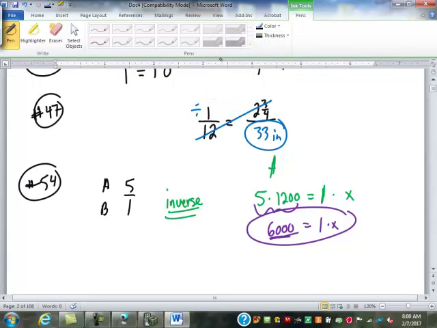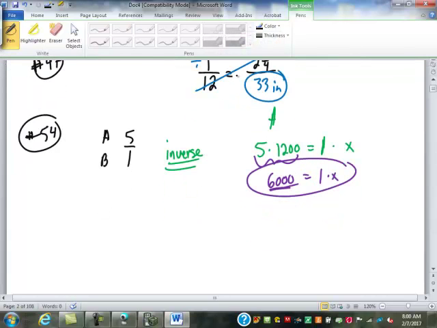Number 55 is just another scale drawing. 51. That one you actually have to measure them out. So you've got to take a ruler and measure each length and then use that scale. So that's what you got to do with that one. So number 56.